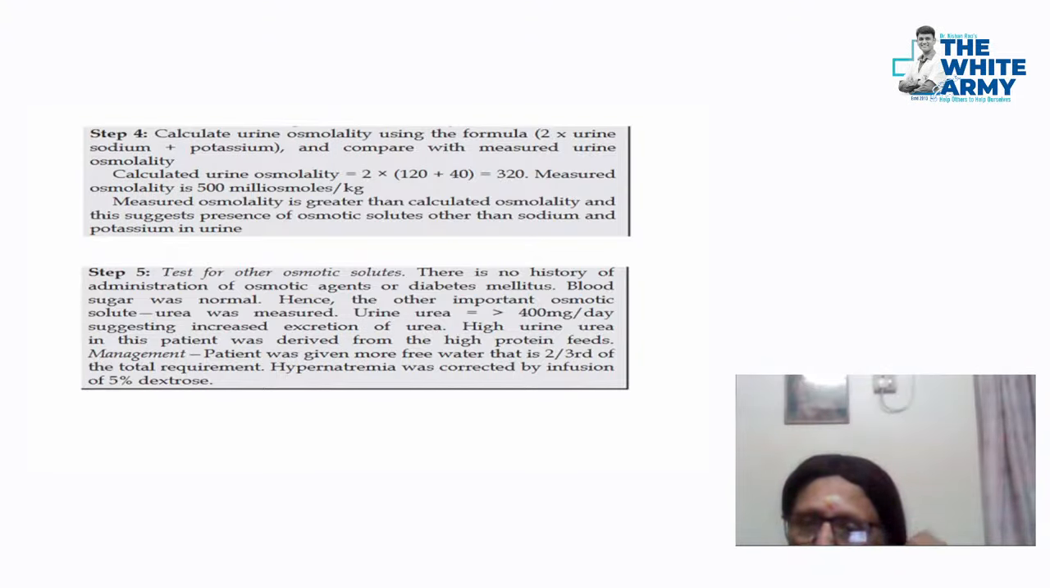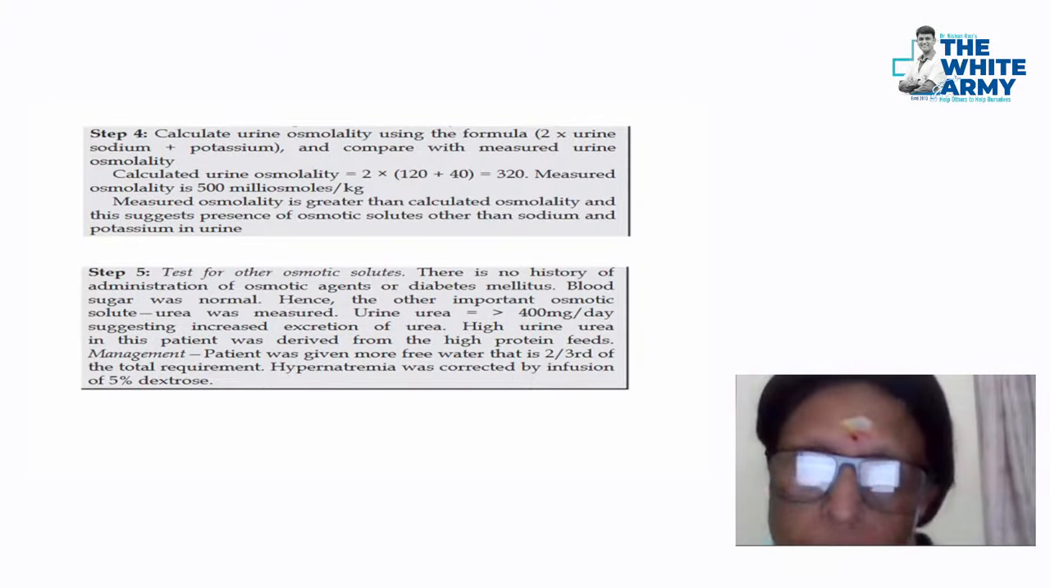This is because the patient is on Ryle's tube feeding. The relatives are always worried about protein energy malnutrition, and we also have a tendency to prescribe high protein feed. So that would have resulted in a high urea. To make the urea normal, this urea has to be lost in the urine. So probably it was a solute diuresis. That is why the urine sodium plus potassium was less than the measured urine osmolarity. So hypernatremia was corrected by infusion of 5% dextrose.